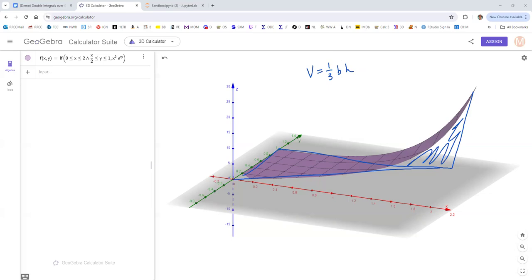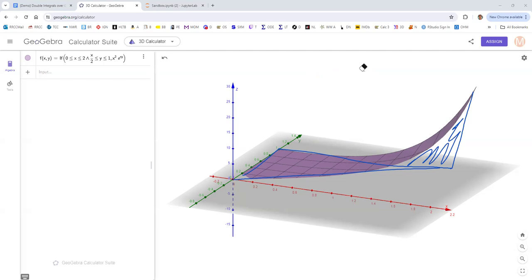But I think because of the weird shape, where it's mostly flat and then gets really high up at the edge there, that might get you into a little trouble and give you a big overestimate. Because of the concavity of this thing, that wouldn't really work. But we can still use the area of the base, and then instead of using the height, use an average value of the function.